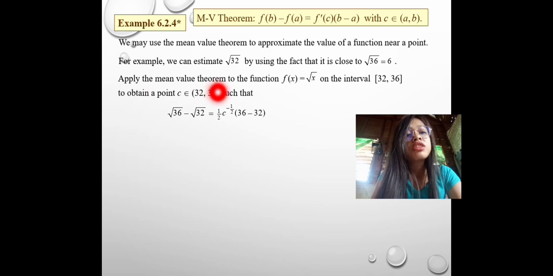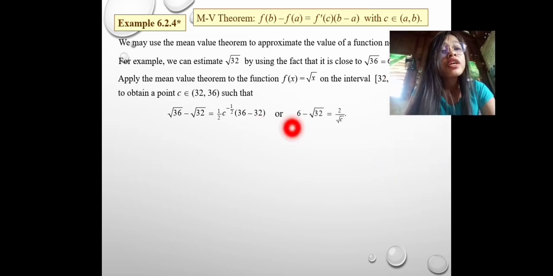So apply the mean value theorem to the function f of x equals square root of x on the interval [32, 36] to obtain a point c, an element of (32, 36), such that square root of 36 minus square root of 32 equals 1/2 c to the power of negative 1/2 multiplied by 36 minus 32, or 6 minus the square root of 32 is equal to 2 over square root of c.